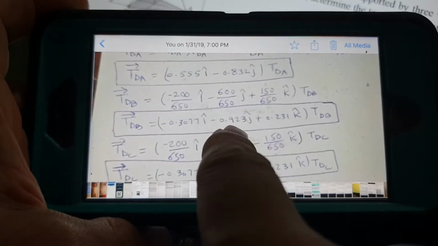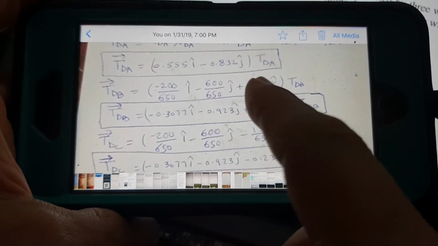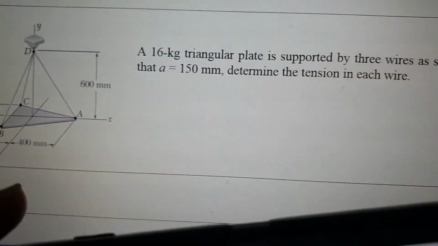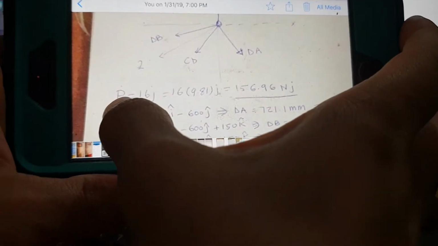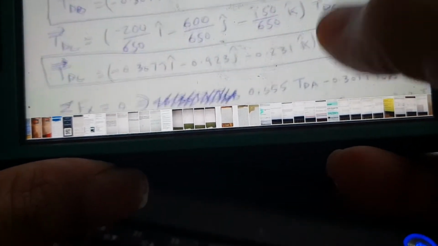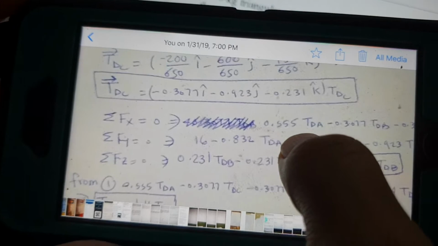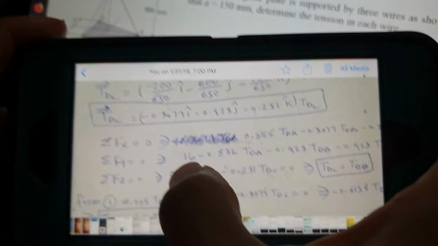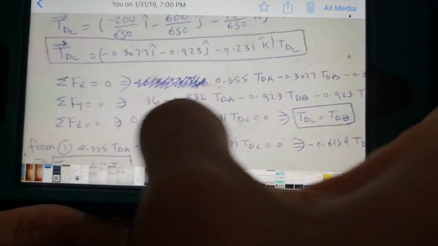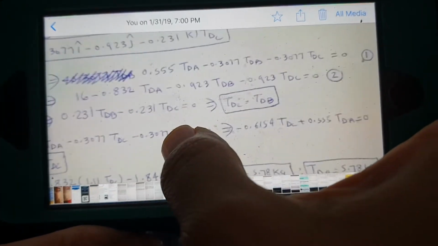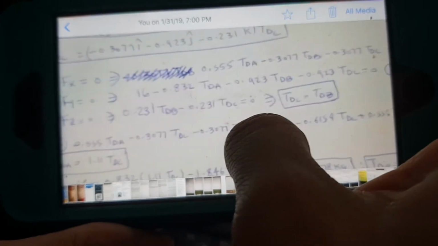Okay? And when you come to the J, there is something here: 16 kilogram. Remember 16 kilogram? It's the weight. Remember that there is a P, 16J. So 16 times 9.81, because it's in kilograms and you have to make it newtons. So for the summation of forces at the X, you don't include this, you include it only in the Y, because this is the weight. So you put 16 here in the summation of forces at the Y, and you put everything else from the J's, and for the Z you put everything on the K, and that would give you the last equation.